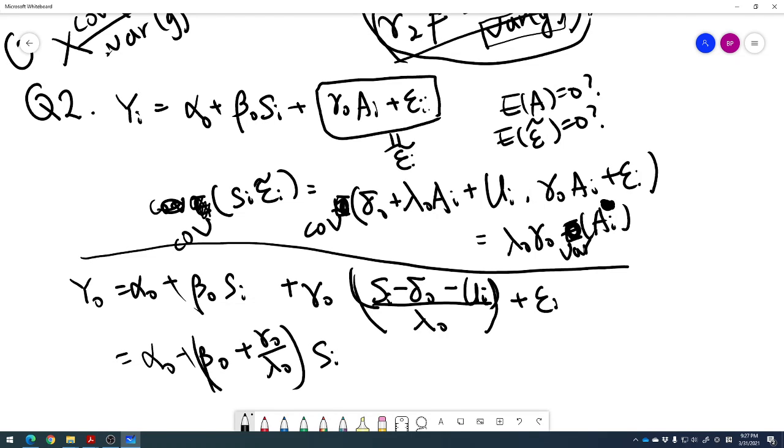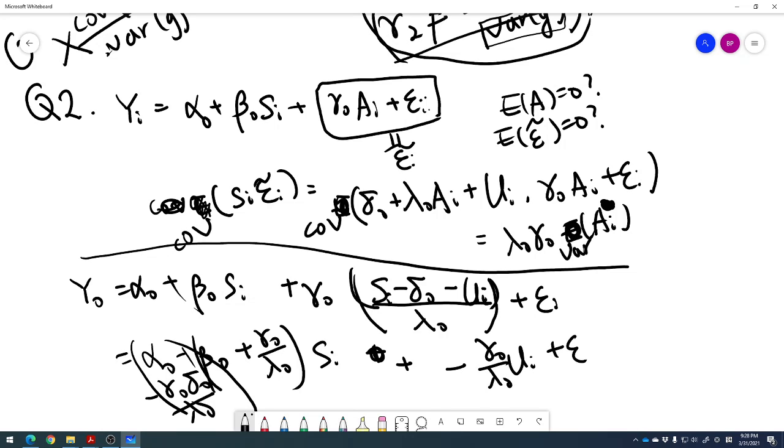Si plus, and so here the intercept must be adjusted by this much. Plus the error term is minus gamma 0 over lambda 0 ui plus epsilon i. So this much can also be viewed as epsilon tilde. So the question was not complete enough. The question was wrong. But either way, there is nothing wrong.